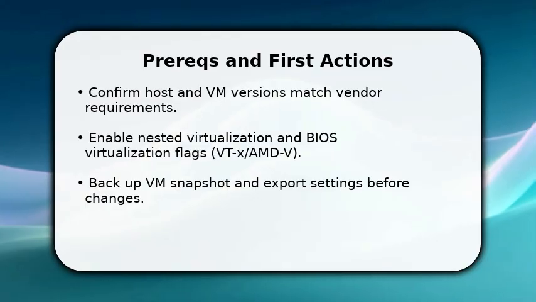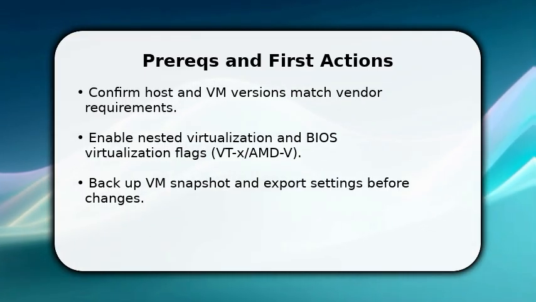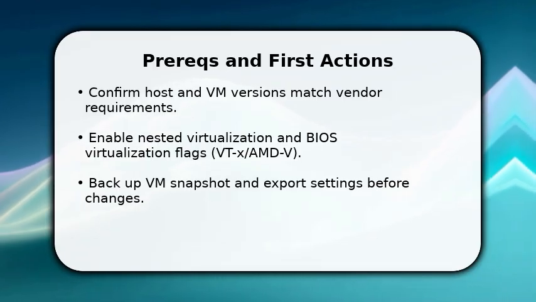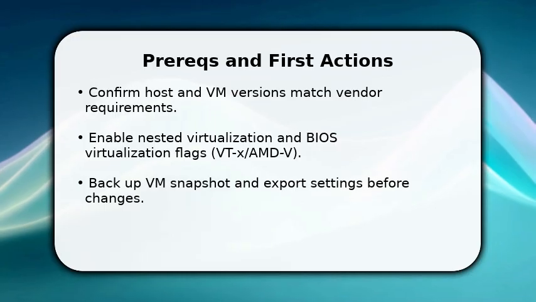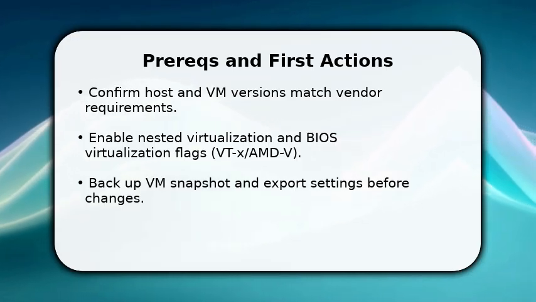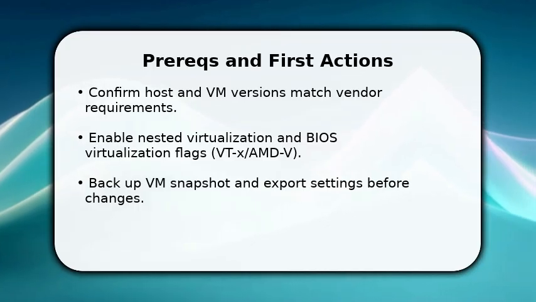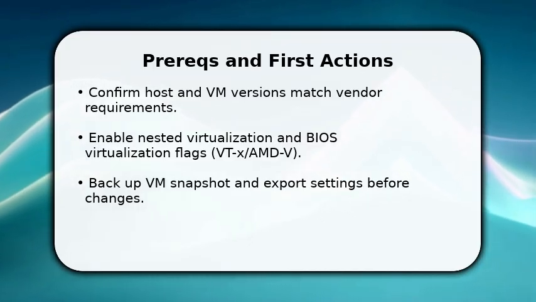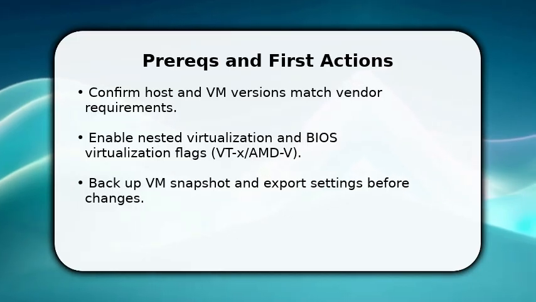You start by preparing the environment. Back up the VM snapshot and export its settings so you can revert if needed. Next, verify host and guest OS versions meet the software requirements and enable BIOS-level virtualization flags like VT-x or AMD-V. Once done, enable nested virtualization in the hypervisor settings so the guest can access hardware virtualization features.